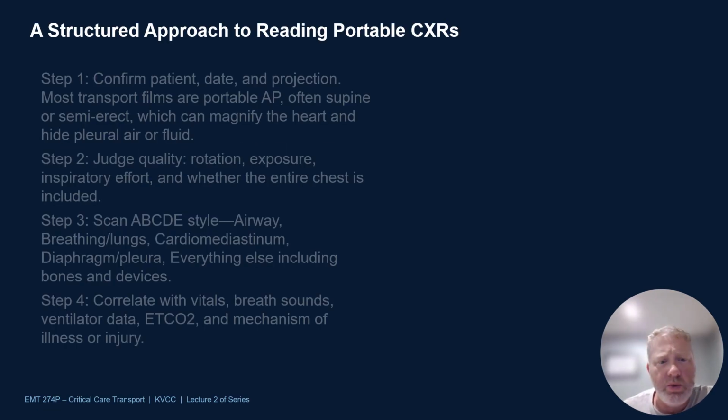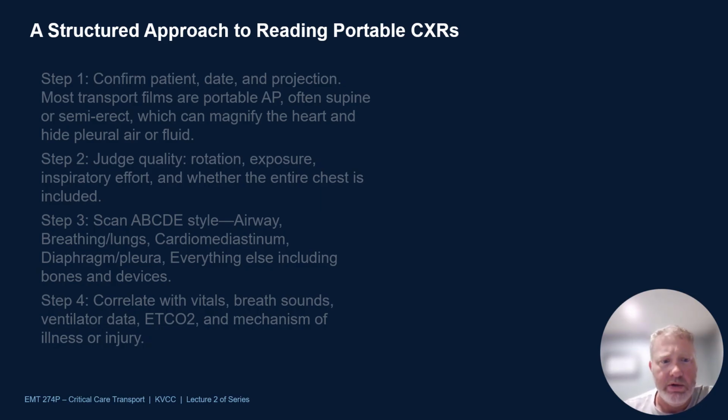In terms of how to approach reading a portable chest x-ray, the portable AP film is the norm for transports, but it's not the ideal radiology film. It can enlarge the cardiac silhouette. Supine films can hide a pneumo or layer out fluid differently. But you should always read it the same every time.